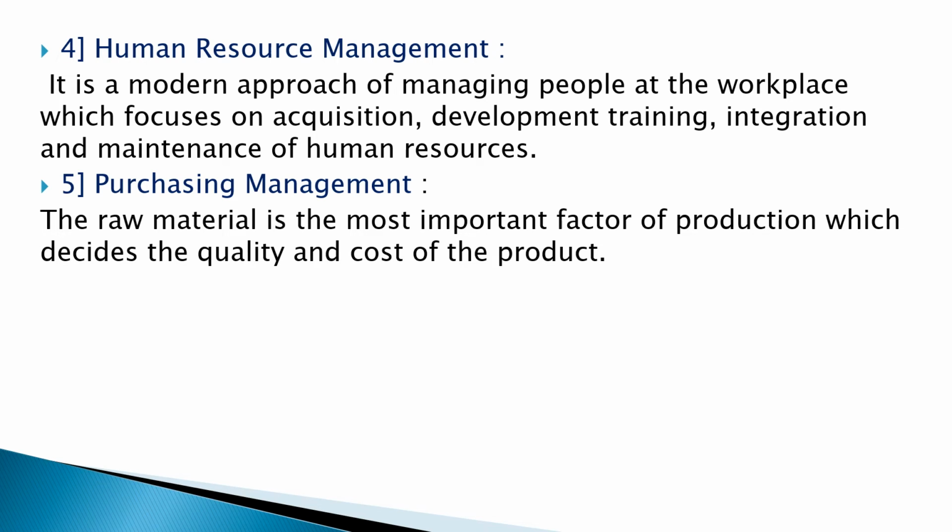Next point is purchasing management. The raw material is the most important factor of production, which decides the quality and cost of the product. Purchasing management is concerned with the activities for procurement of raw material, stores and supplies, tools, equipment, machinery and services required to produce certain goods and services.